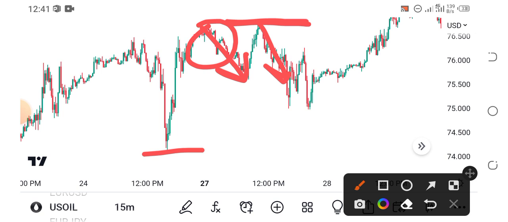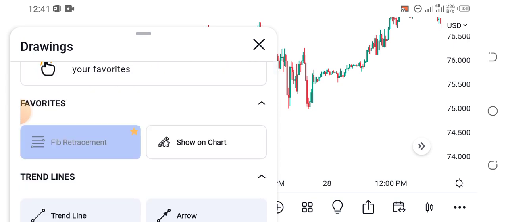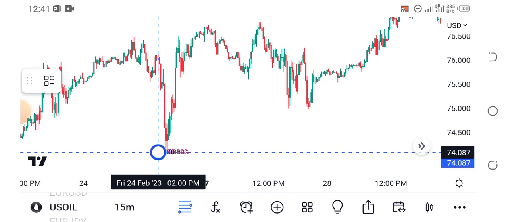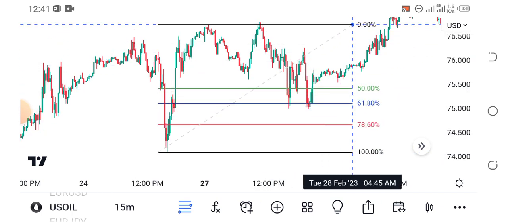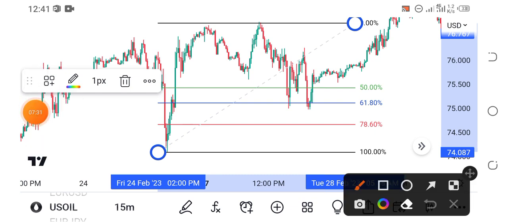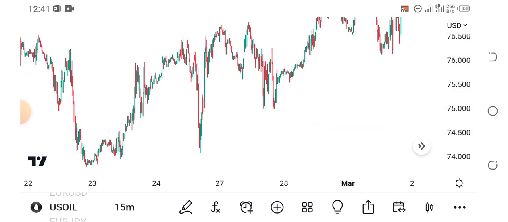I hope you are following. Why? Because price actually reversed completely to the 50 Fibonacci level. So at this point, you incorporate your Fibonacci level. Like I said, starting from the major swing low, you drag it down to where you have the major swing high. So at this level, what we had here was that price retraced at exactly the 61.80 Fibonacci retracement level.